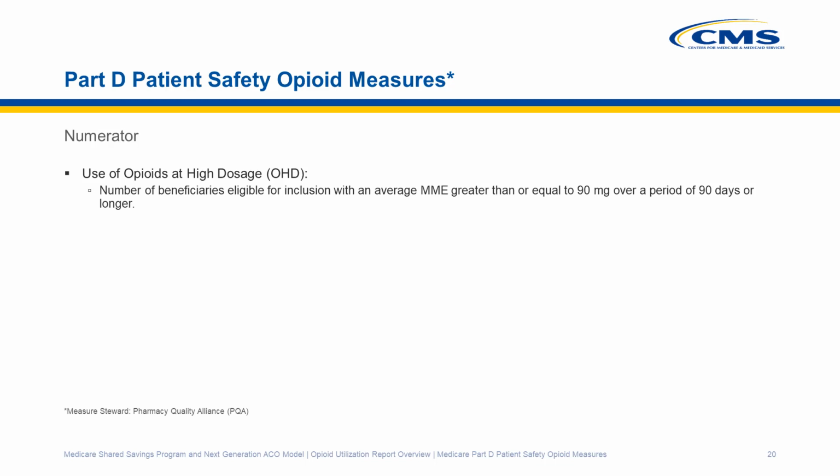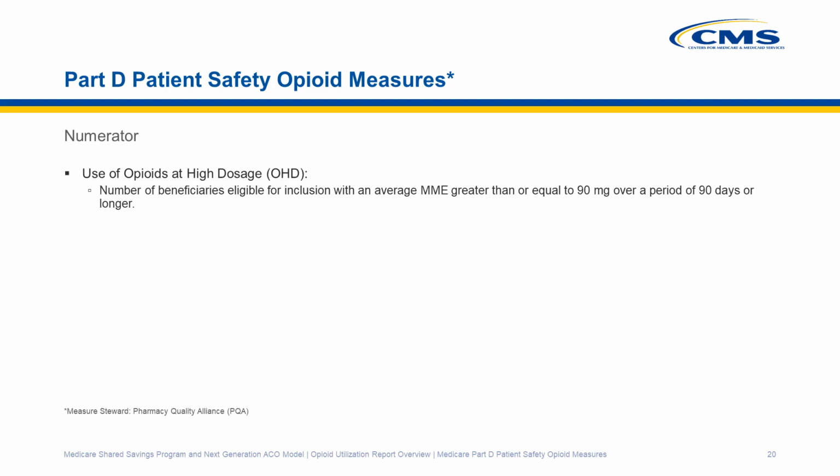The Medicare Part D patient safety opioid measures, which we have calculated at the ACO level, are defined in this and the following slides. OHD is the percentage of Medicare Part D beneficiaries 18 years or older receiving prescriptions for opioids with an average daily morphine milligram equivalent greater than or equal to 90 milligrams over a period of 90 days or longer. The numerator for the OHD patient safety measure is the number of beneficiaries eligible for inclusion in the measure with an average MME greater than or equal to 90 milligrams.